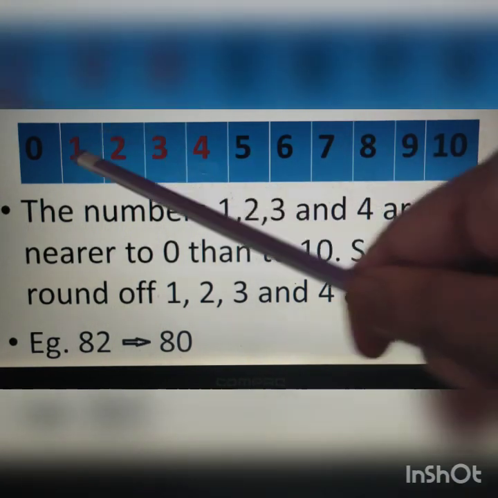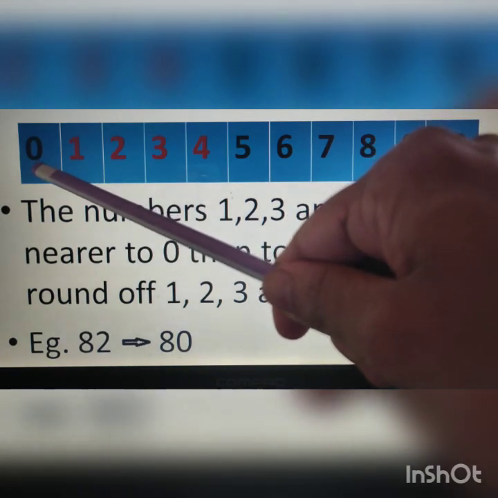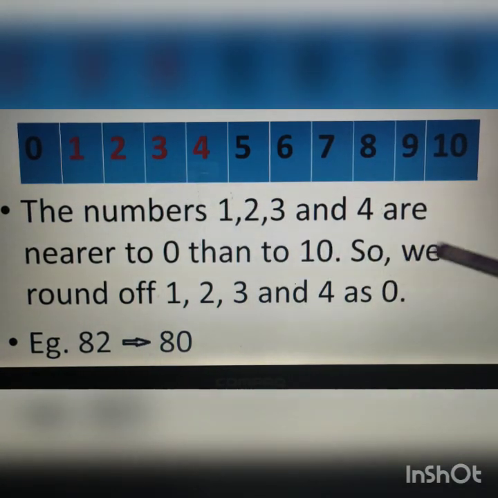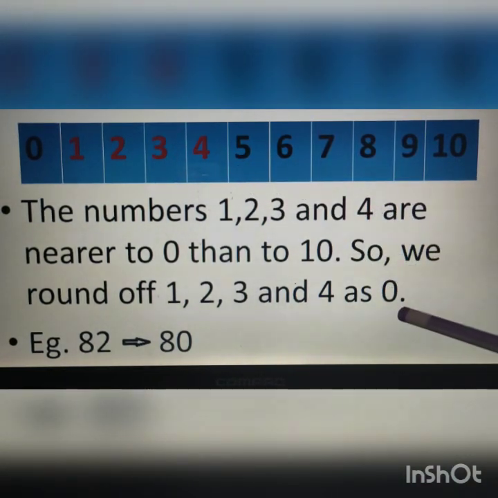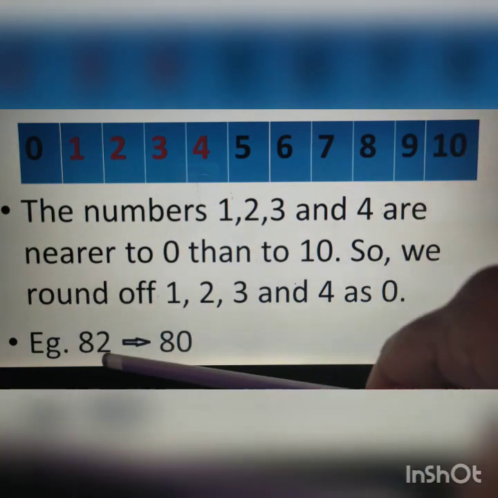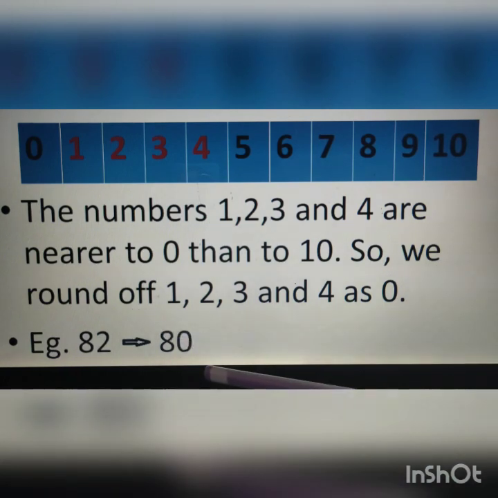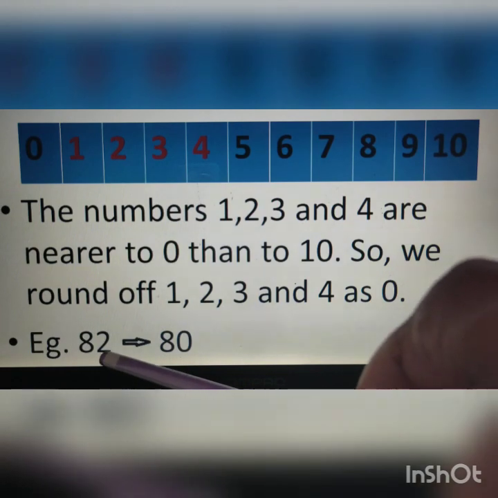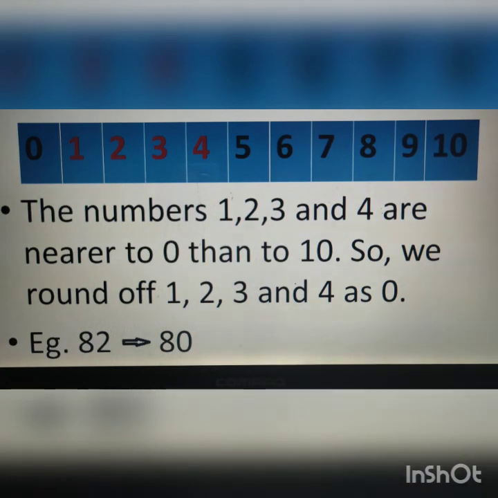The numbers 1, 2, 3 and 4 are nearer to 0 than to 10. So we'll round off 1, 2, 3 and 4 as 0. For example, 82. 82 is between 80 and 90. And 82 is closer to 80 than 90. So we will round it off to 80. The number in the unit digit is 2 and it is closer to 0. So we will round it off to 0.